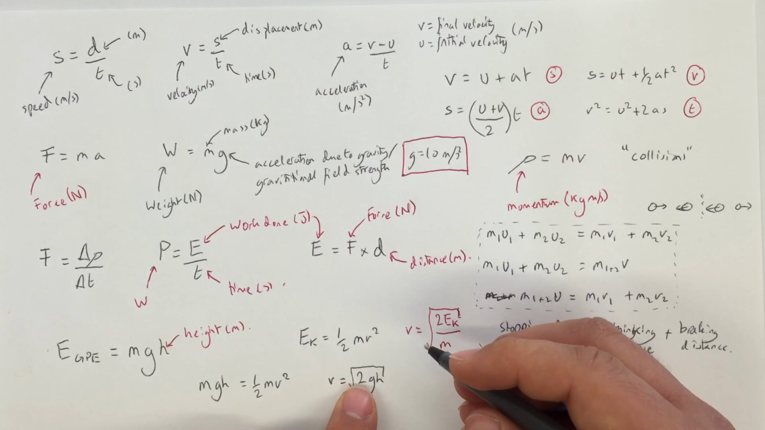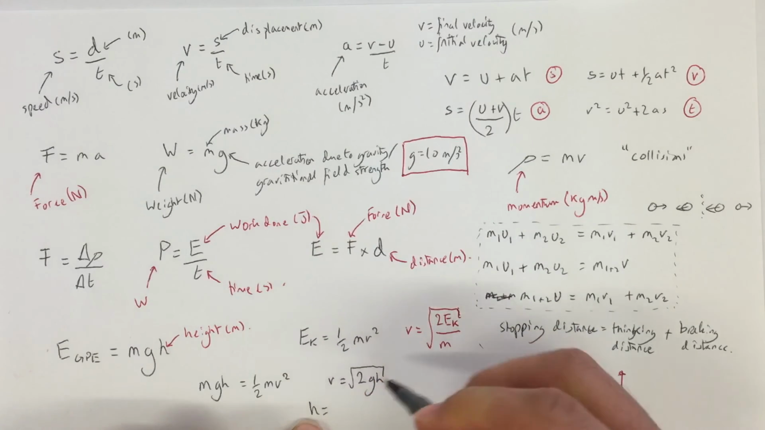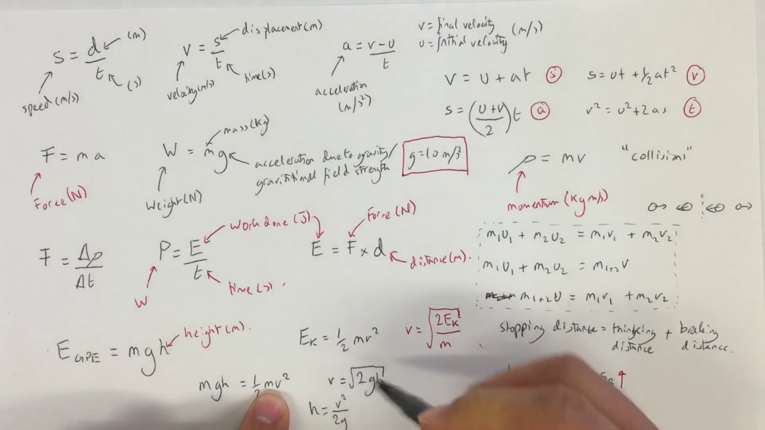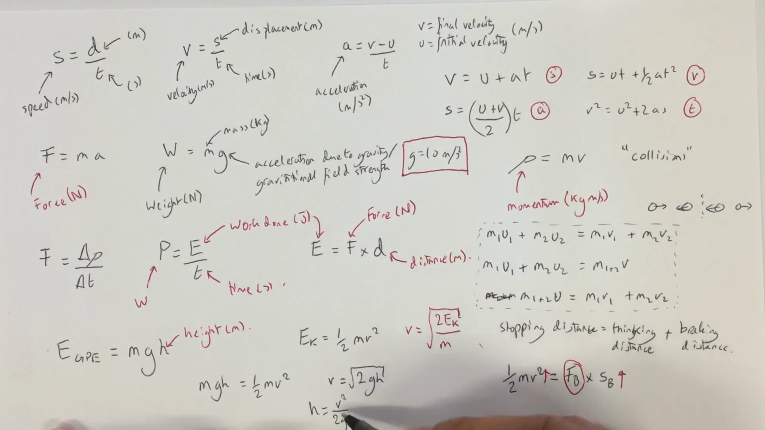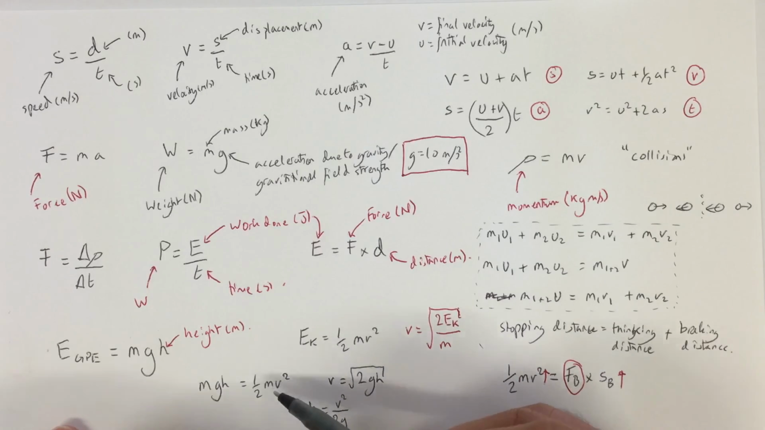So velocity is the square root of 2gh. The height, which is another equation that I can rearrange, will be velocity squared divided by 2g. These two equations are particularly important because if you know the height, you automatically know the speed that an object will be falling at after it's fallen through that height, because the mass is irrelevant.